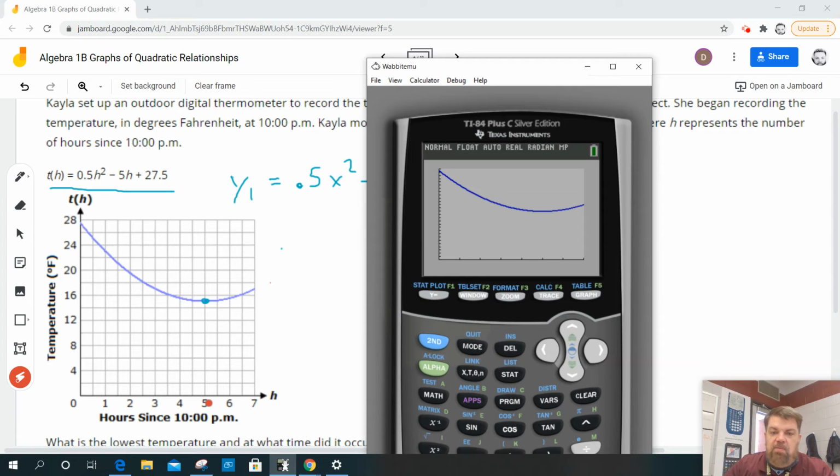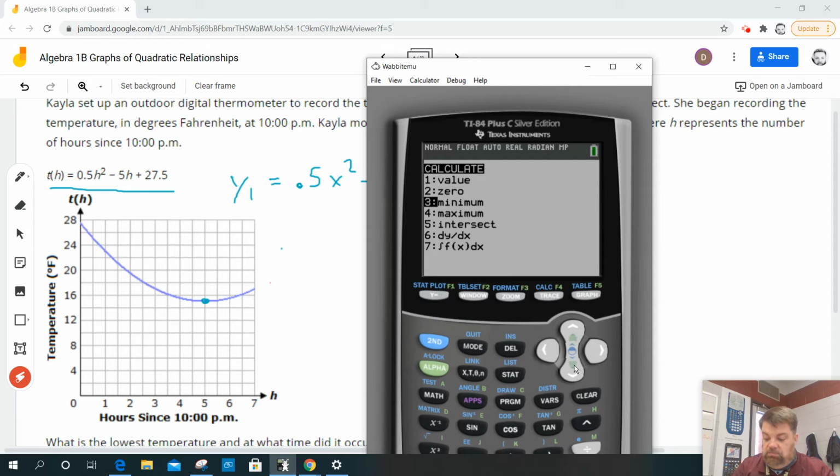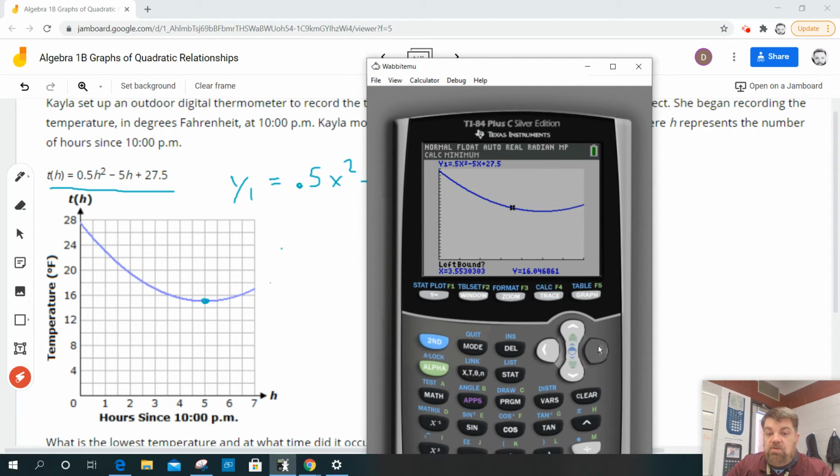But I want to verify and see if it's actually the minimum at 5. So I'm going to hit second calc. I'm going to find the minimum value, okay? It says find the left boundary. So I'm going to use the cursor here to go just a little bit to the left of 5. So this is my x value, this is my y value. So I'm just a little bit to the left of 5. I'm going to hit enter, and then it says right boundary.